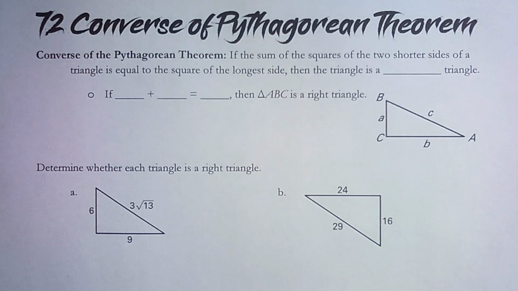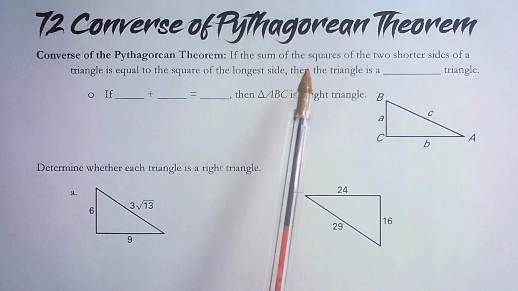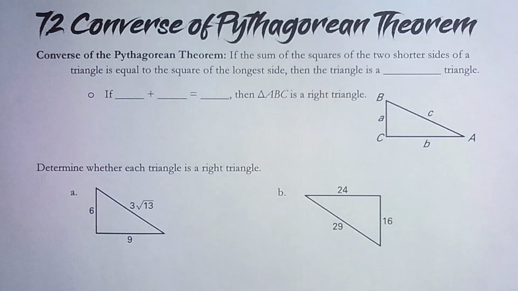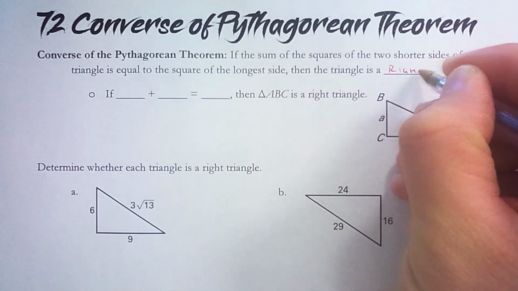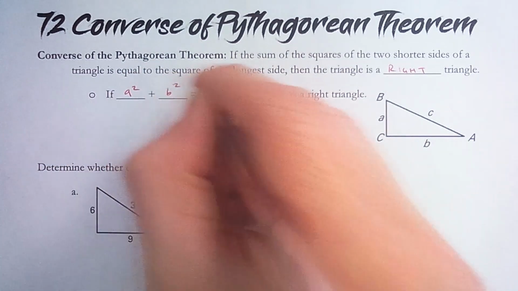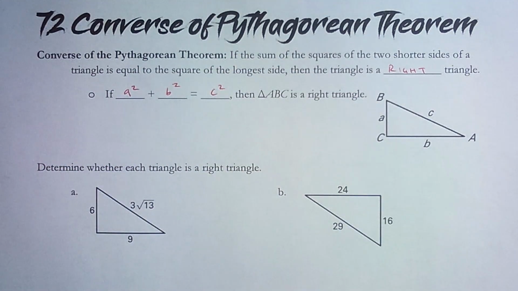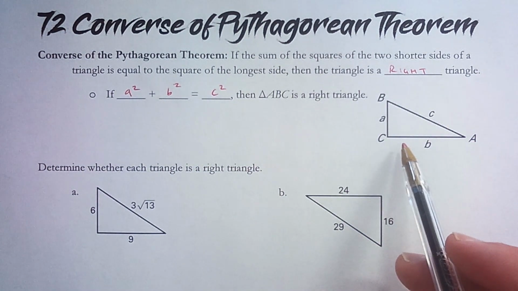Hey guys, today we are going to talk about the converse of the Pythagorean theorem. So converse, remember, just means we take the if and the then and turn them around. So the converse of the Pythagorean theorem says that if the sum of the squares of the two shorter sides of a triangle is equal to the square of the longer side, then the triangle is a right triangle. So if a squared plus b squared is equal to c squared, then triangle ABC is a right triangle.